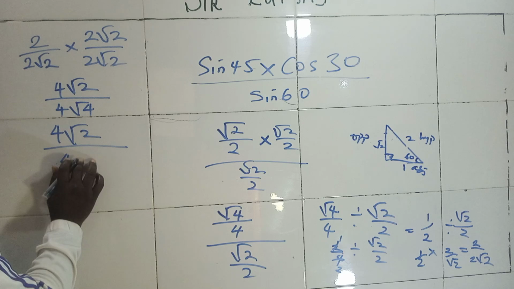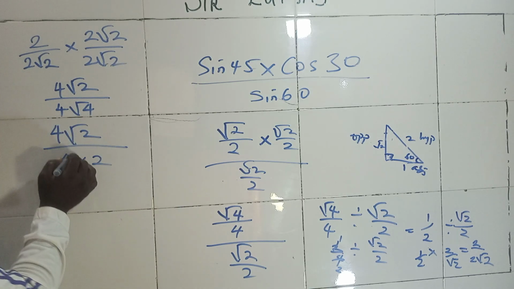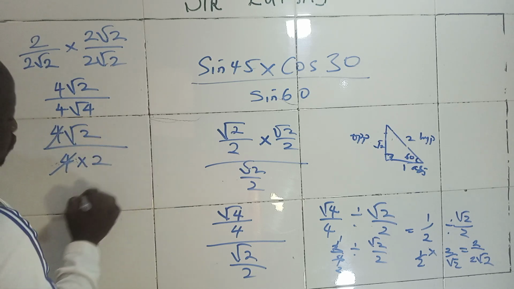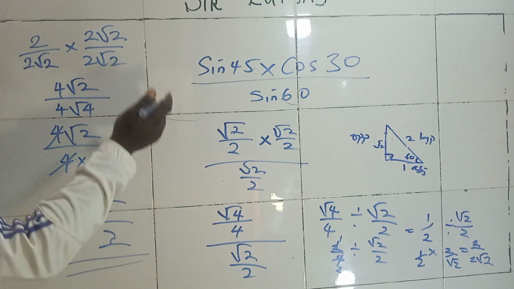What's square root of 4? That is 2 times 2. So we now have 4 cancelling 4. We now have root 2 all over 2 as the final answer. You can see the way I solve it.